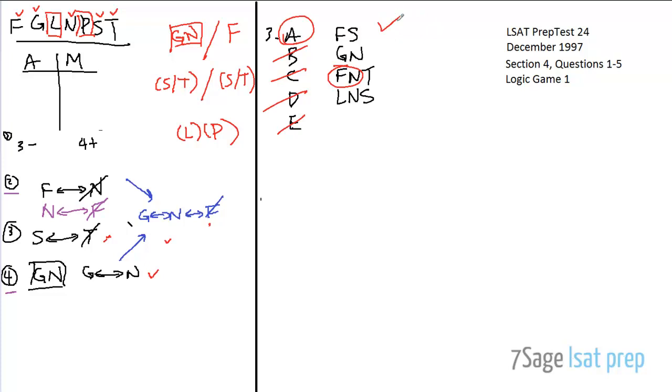And if you really want to check on it, what happens with F and S is you leave G, L, N, P, and T for the main course, and that doesn't actually violate any of the rules. F is separate from N, S is separate from T, and G and N are together here.